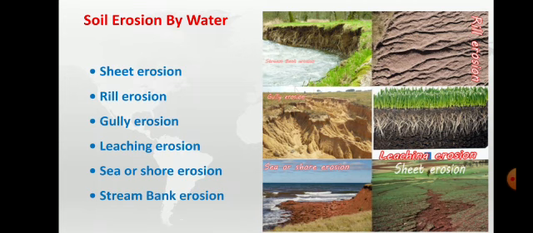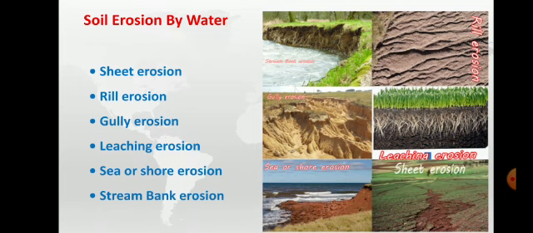Next is leaching. Leaching we have discussed already, but still, after harvesting, farmers leave the soils bare for some time. During rainfall, the nutrients in the soil are leached or percolated below.